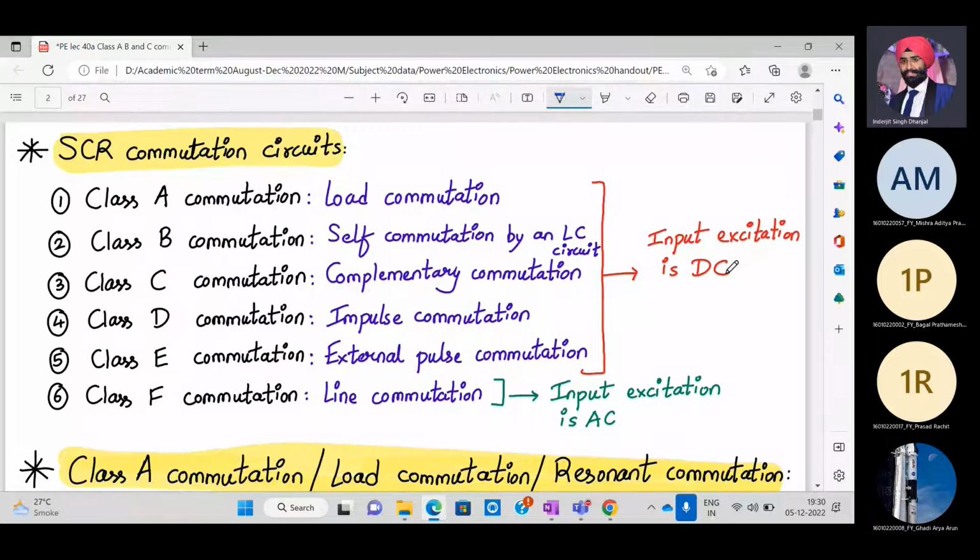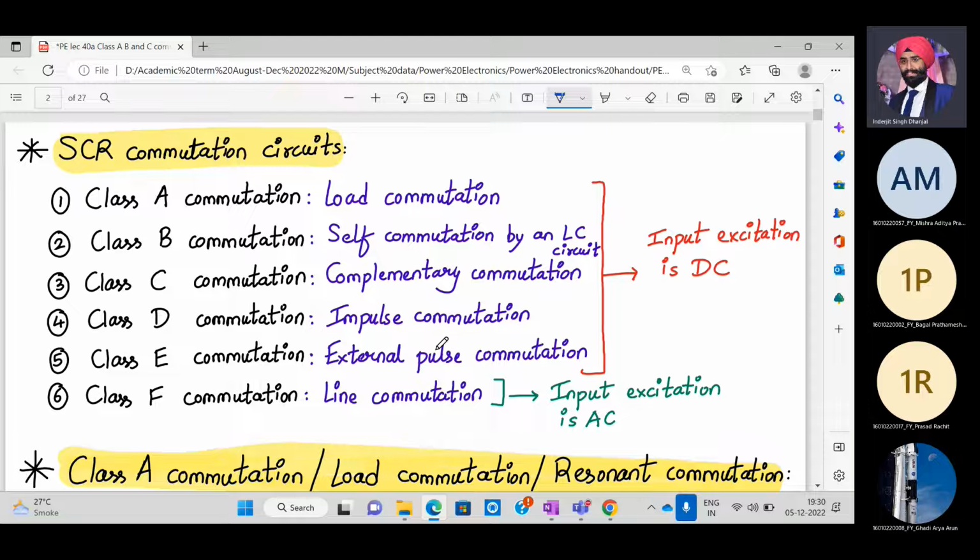But when the input is DC, you have to forcefully turn off the SCR, and in that we have class A commutation, which is called load commutation. Class B commutation is called self commutation by LC circuit. Class C is called complementary commutation. Class D is called impulse commutation or voltage commutation. Class E is called external pulse commutation. And class F is line commutation when the input excitation is AC. All right, so please note it down.